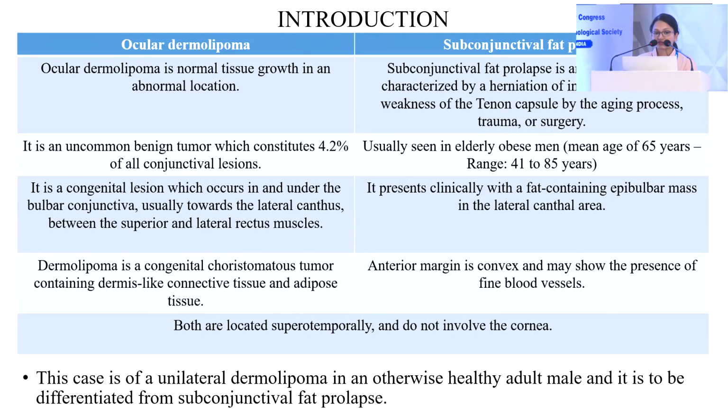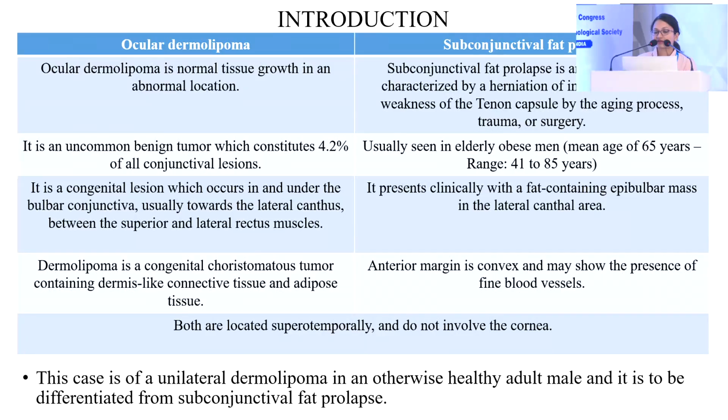It is congenital and it occurs in and under the bulbar conjunctiva, usually at the temporal fornix, that is at the lateral canthus between the superior and the lateral recti. It is a congenital, basically choristomatous tumor. The symptoms can be something as basic as mechanical irritation, but it can also progress to larger size lesions, which may cause astigmatism, and cosmesis is also a factor.